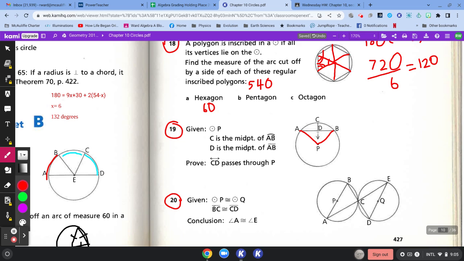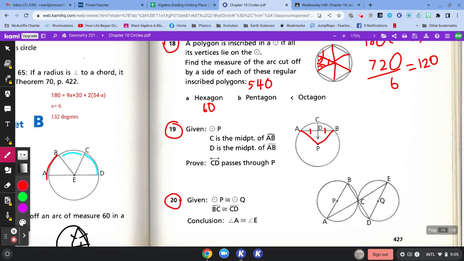Now we also know that D is equidistant to A and B as well. So D and P are definitely part of the perpendicular bisector, but we really have to deal with the fact that we don't know if C lies on the perpendicular bisector before we can say that CD passes through P. So we need to figure out, does CD make a perpendicular?